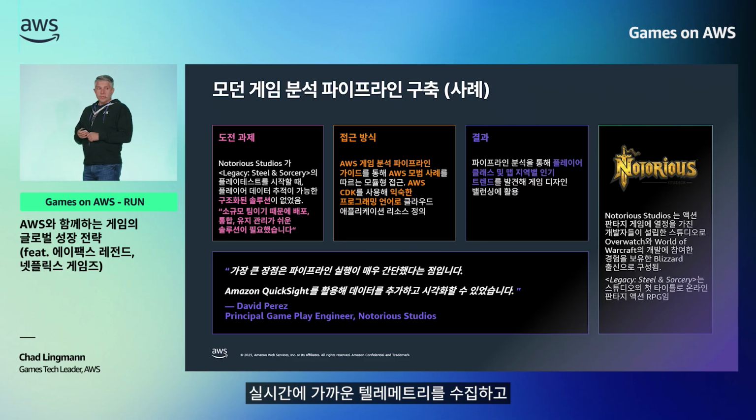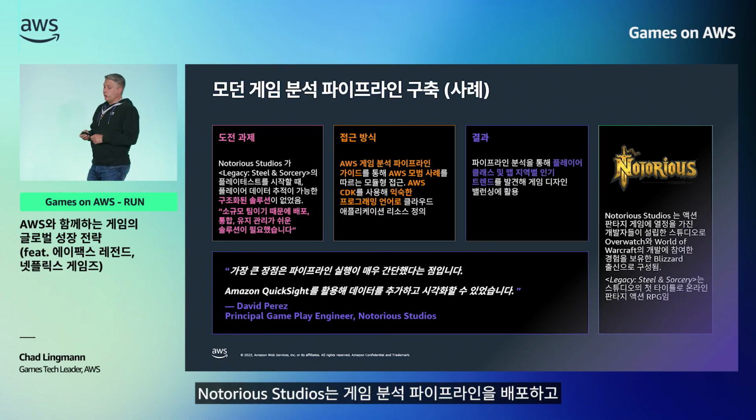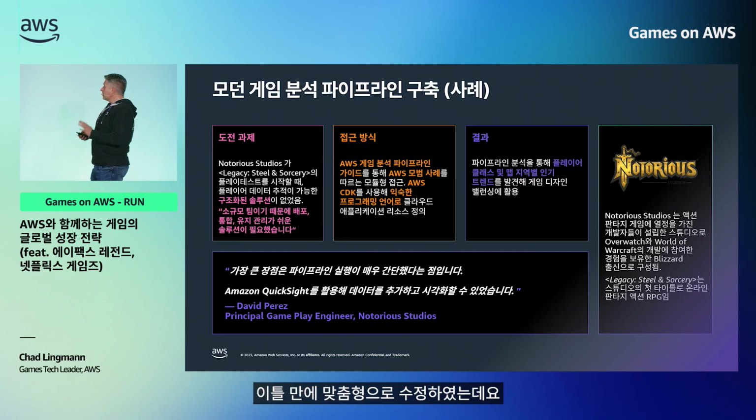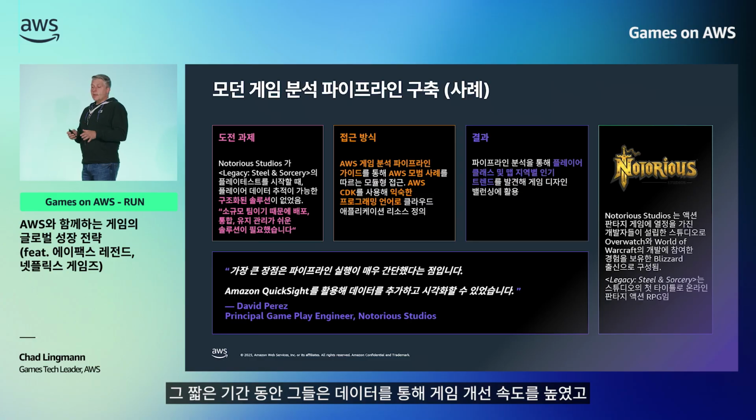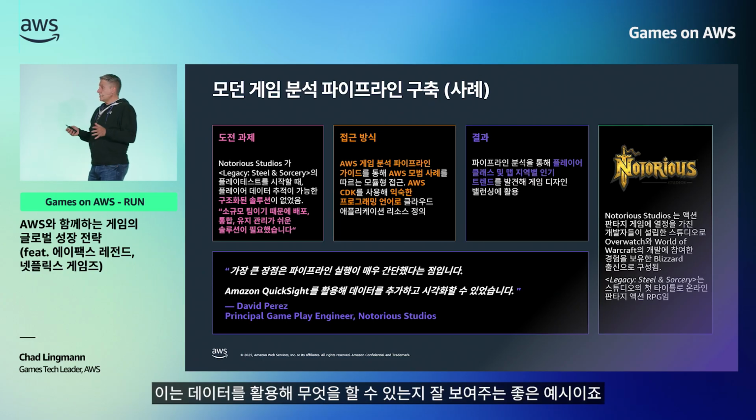So to capture the near real-time telemetry and derive insights relating to player preferences and gameplay optimizations, Notorious Studios deployed the game analytics pipeline and further customized it over 2 days. In just that amount of time, the company used these insights to accelerate game improvements and prioritize features that they found were having the best player impact. So they're a great example of what you could do with the data.